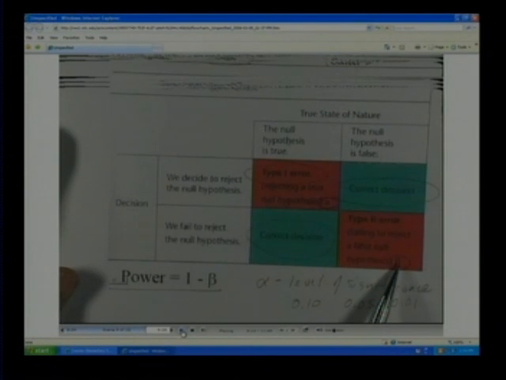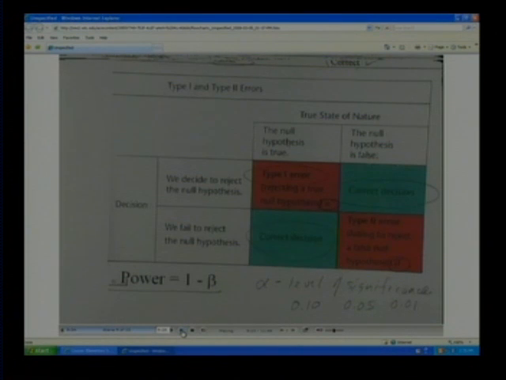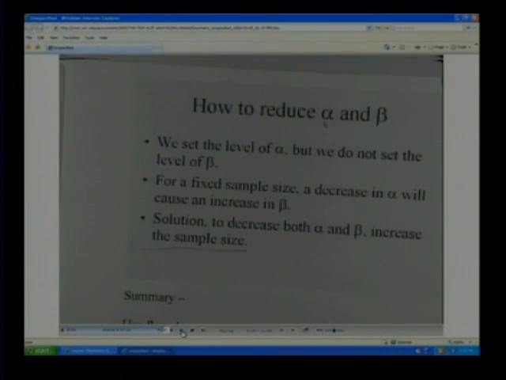Our type 2 error is controlled in a similar way by our level of beta. That's a really hard thing to take care of, and so we generally don't set the beta level. We will set the alpha level when we are doing a hypothesis test. So we set the level of alpha, don't set the level of beta.